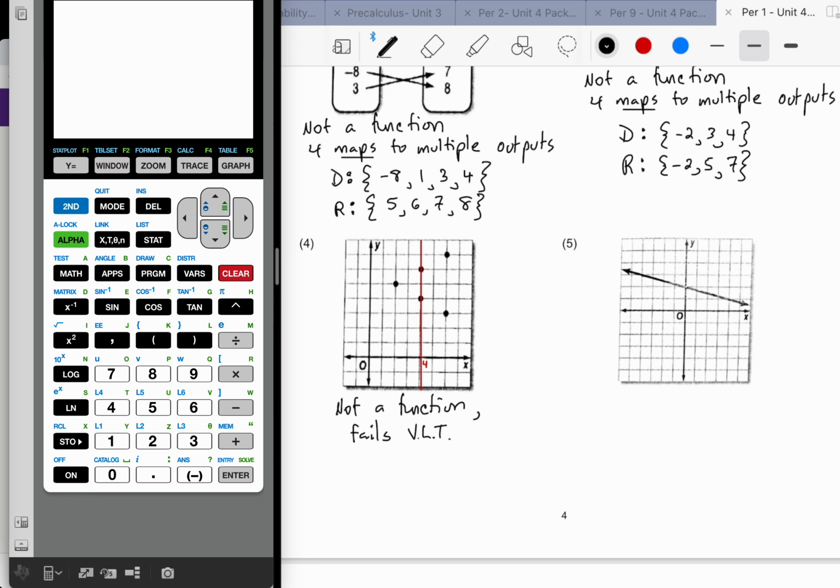All right. And the last one, we would also apply a vertical line test. Same deal. Drag a vertical line across your graph and see if it ever intersects more than once. All right, it never does. It makes it all the way through without intersecting more than once. So this is a function. Function passes the vertical line test.